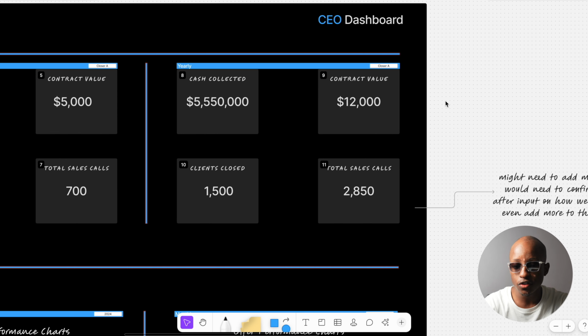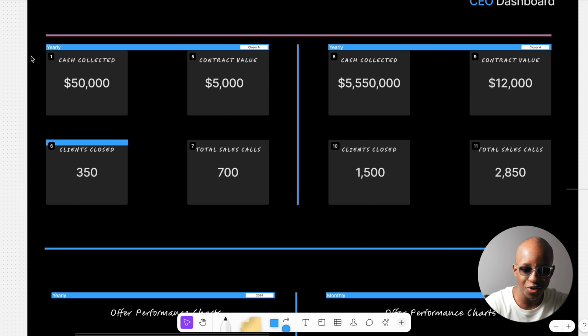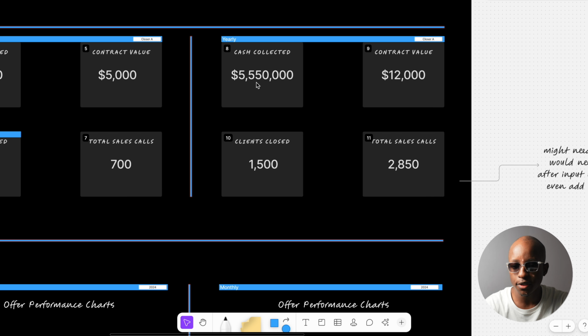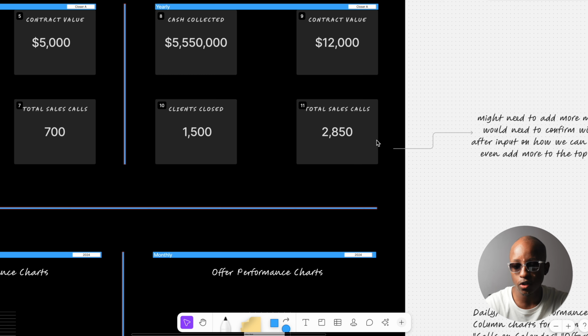And then if we look at the right quadrant, I know it says yearly two times, but this is for the monthly. So monthly cash collected and then contract value. I know the cash collected here is like 5.5 million, but this is just dependent. It's just a mock-up. Then we see the contract value here and the clients closed as well, and the total sales calls.